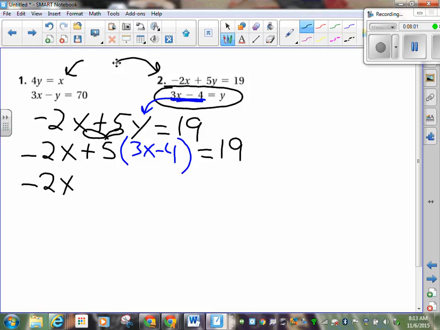Negative 2x plus 5 times 3, and also what's the negative 4? 5 times 3 is 15x. 5 times the negative 4 is negative 20 equals 19. Just like we've done hundreds and thousands of times.